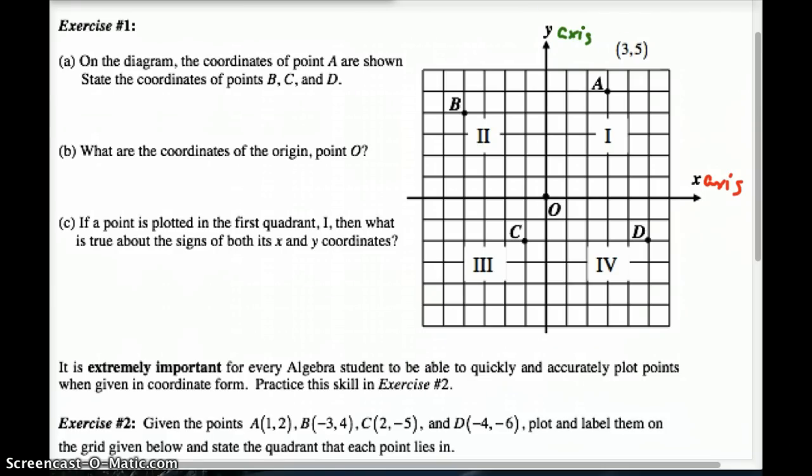So make sure you understand the x-axis runs horizontally. So when we're talking about our x values, we're talking about values that go either left or right. And when we're talking about our y values, we're talking about values that go up and down, okay, or vertically. So in the case of point A, let's look at point A here. We have A being at (3, 5), they're saying.